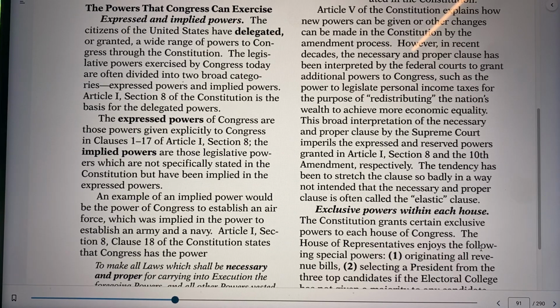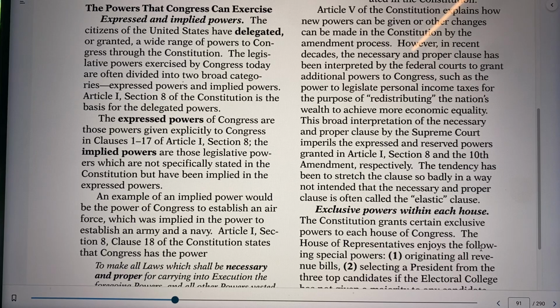They stretch this clause, the powers of Congress, to say, what we want to do is take from the wealthy and give to the poor and make everybody's economic situation the same. And this definitely is socialism or communism. And it actually went through the Supreme Court to do this using this necessary and proper clause.